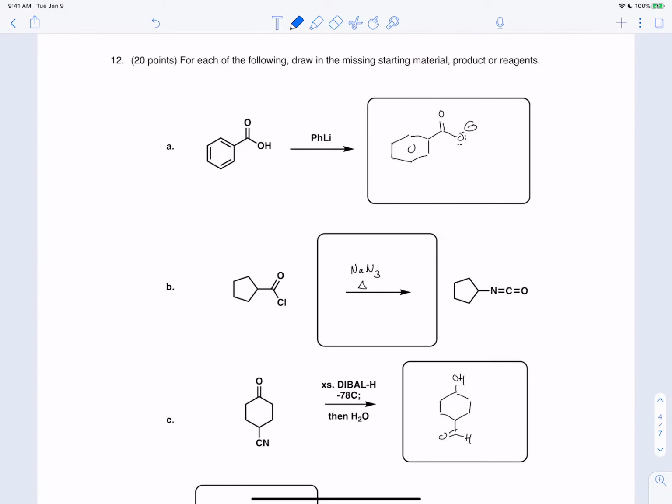12A is a reaction between a carboxylic acid and phenyllithium. This is maybe a bit tricky because this is just an acid-base reaction. Phenyllithium will simply deprotonate the carboxylic acid to make a carboxylate anion that can't react any further.